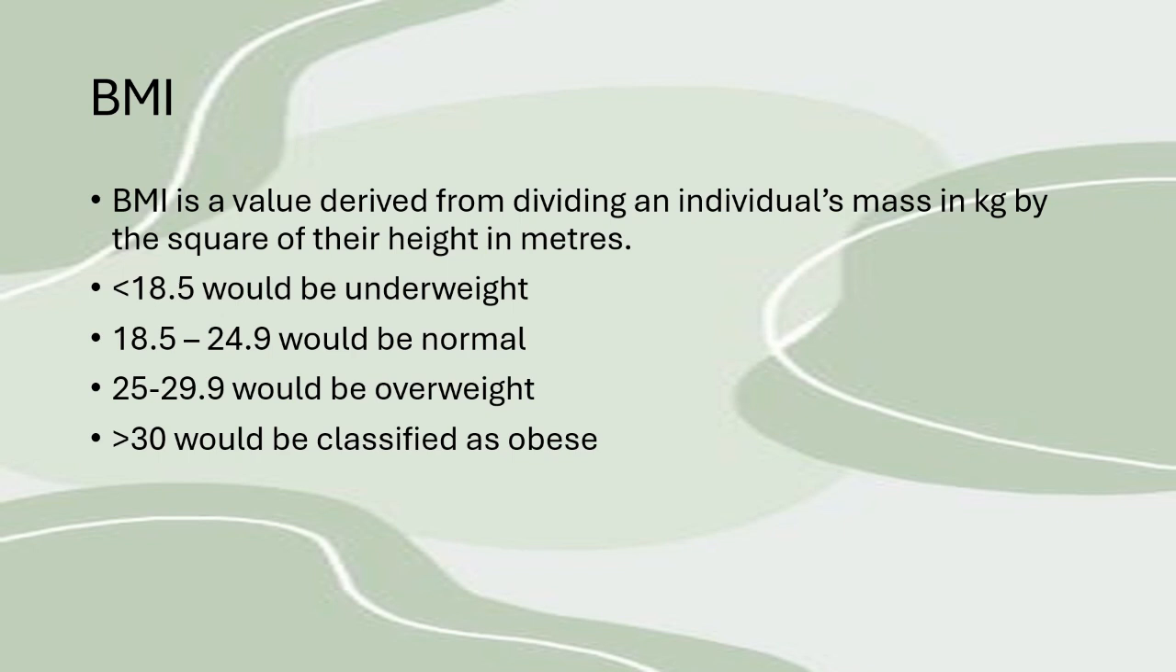So once again, to give a good indication of the different values and how they stand on body mass index: anything less than 18.5 would be underweight. Anything between 18.5 and 24.9 would be normal. Anything between 25 and 29.9 would be overweight, and anything greater than 30 would be classified as obese.